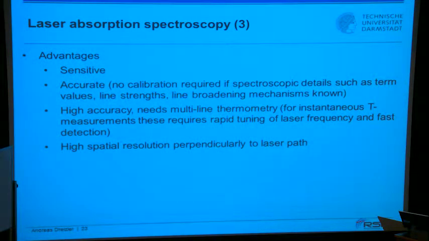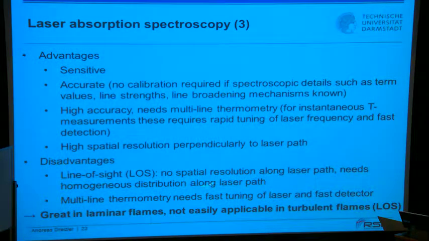So laser absorption is very sensitive. It is accurate. You do not need, in principle, any calibration when you know the length of the probe volume. And you need all the information about line broadening. As I said, no details here. It can be even more accurate if you probe many lines, a certain part of the spectrum completely. You as well have a very nice resolution perpendicular to the beam path, but the problem is it's a line of sight, as we just heard. So there is no spatial resolution along the laser path, and that means it's only good for homogeneous distributions.